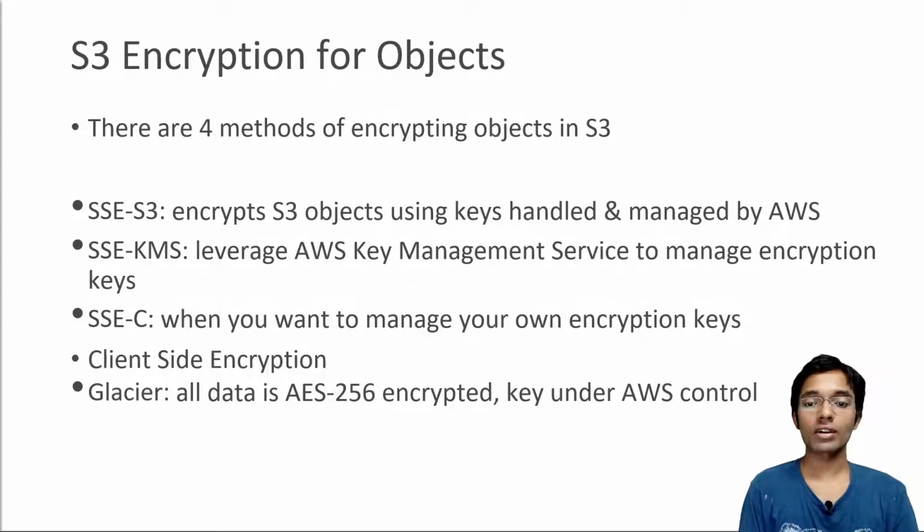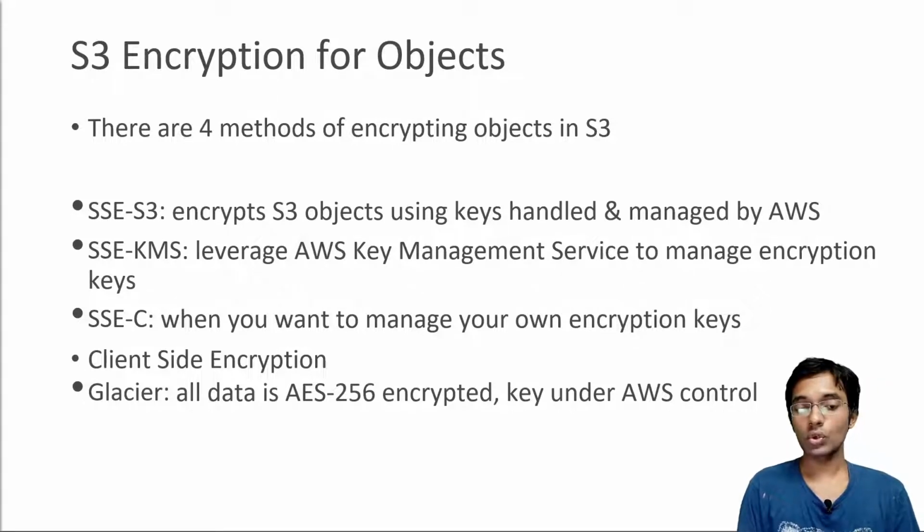But just as a reminder, there is SSE-S3, and this is to encrypt S3 objects using keys handled and managed entirely by AWS. There is SSE-KMS, where you leverage your own KMS keys, your KMS service, to manage encryption keys. We have a bit more control over these things, and the API calls made to retrieve objects encrypted with SSE-KMS will appear in CloudTrail as KMS specific API calls.